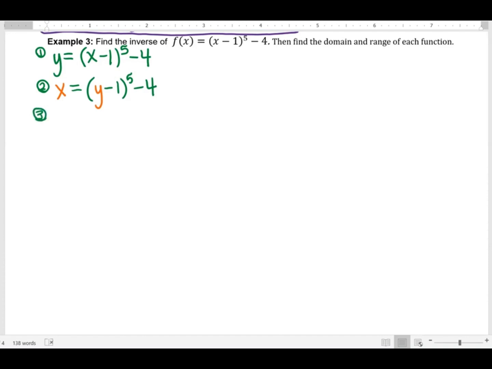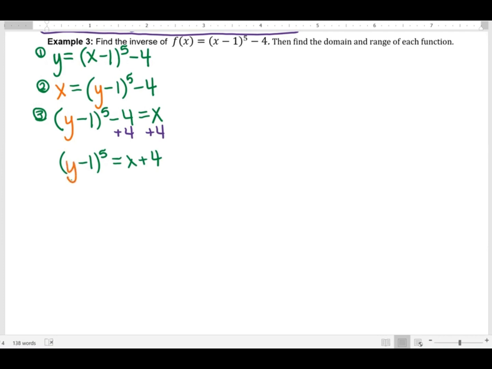Step 3 says that we need to solve for y. I'm going to rewrite this with y on the left-hand side because that's what we're solving for, and I'm going to put my x on the other. I left y in orange, that way we remember what we're solving. Start by moving the 4 to the other side. We have (y minus 1) to the 5th is equal to x plus 4.